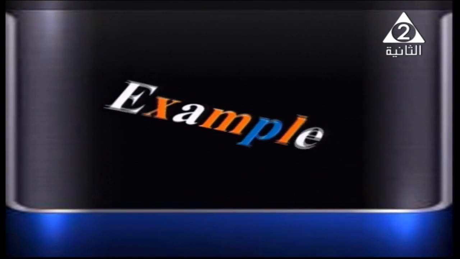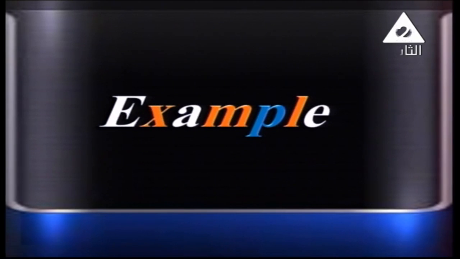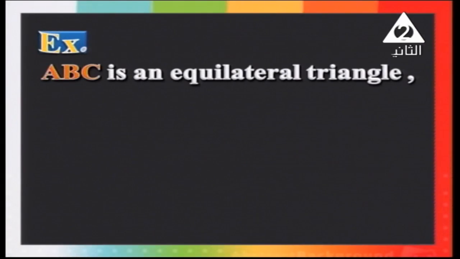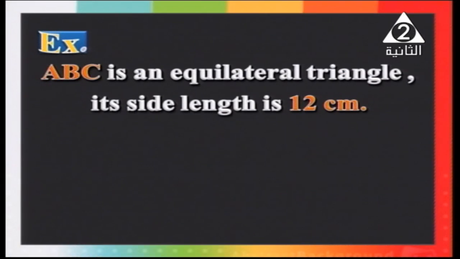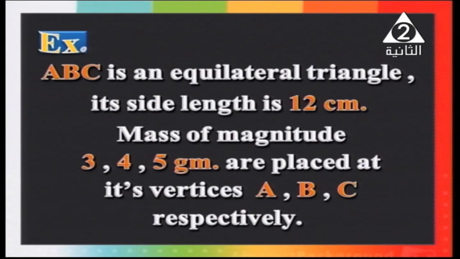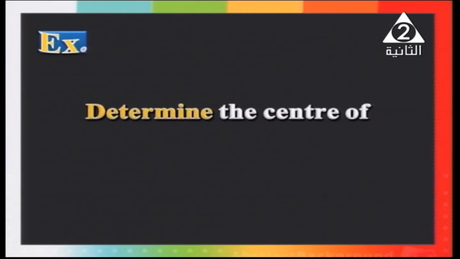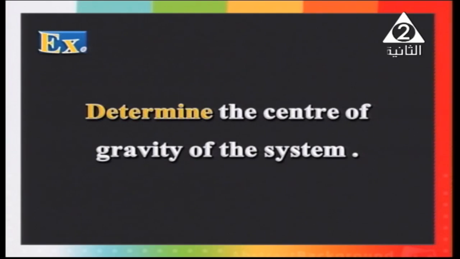Another example. Look at, my dear student, ABC is an equilateral triangle. Its side length is 12 centimeter. Masses of magnitude 3, 4, 5 gram are placed at its vertices A, B, C respectively. Determine the center of gravity of the system. Look at the solution.